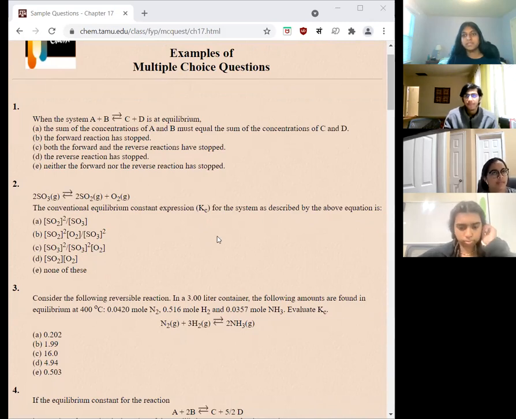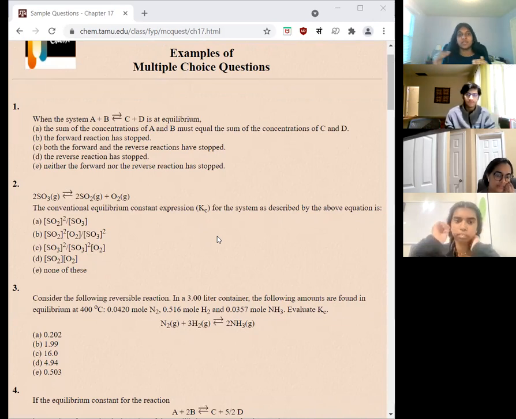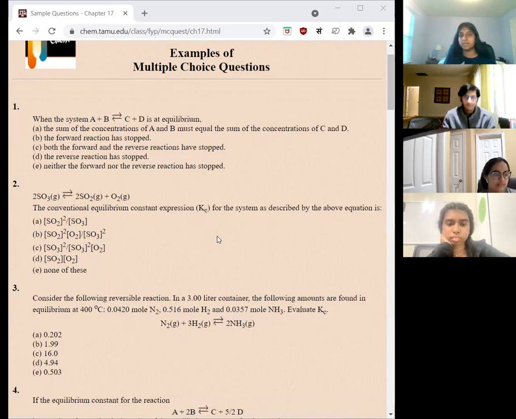Wait, I have a question. For C, it says both the forward and the reverse reactions have stopped. Why wouldn't that be the answer? I know it's wrong, but how is it different? So at equilibrium, they haven't actually stopped. They're just happening at the same rate. If they're happening at the same rate, they're actively canceling each other out. So it looks like they've stopped, but they're both still happening. You just can't really see it with your eyes.